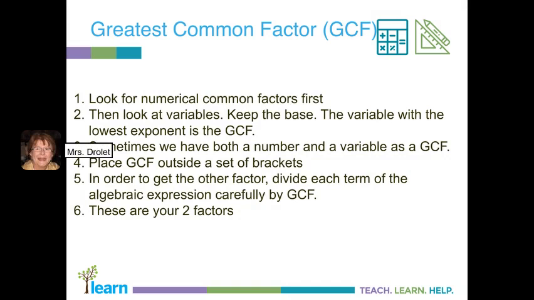Always look for your greatest common factor first whenever the instructions are to factor. Again, I'm not going to read this, but I hope that these steps will help you. And I hope that this is a suggestion for you for your memory aid.